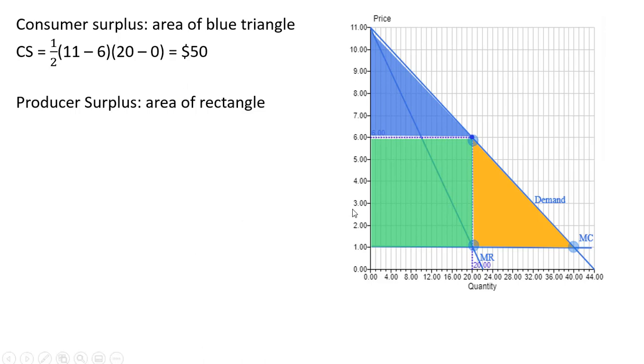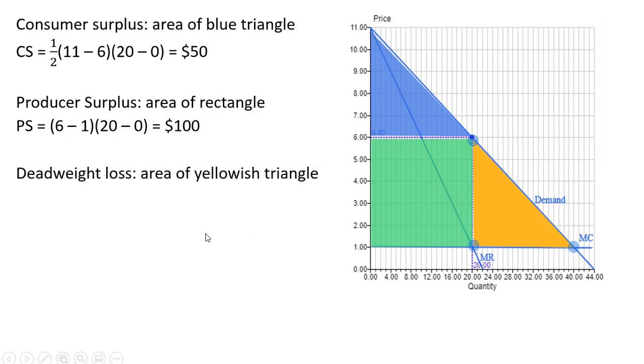Producer surplus, when we have constant marginal cost, it's going to be the area of a rectangle. And it's going to be this rectangle right here, which is going to be width times length. So the dimensions here are 6 minus 1 and 20 minus 0. So we get producer surplus of $100. Again, just the difference between the price and the marginal cost, all the way up to that last unit sold.